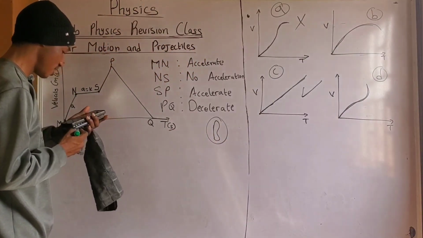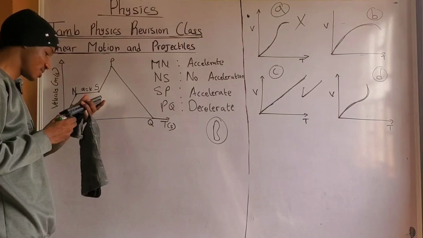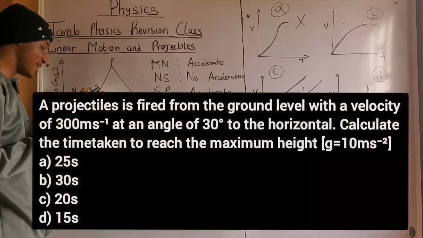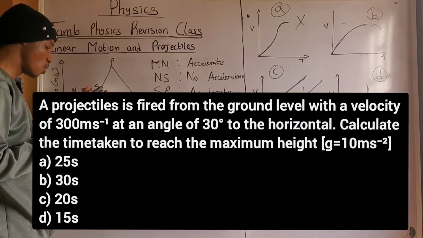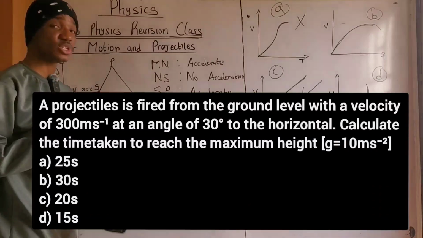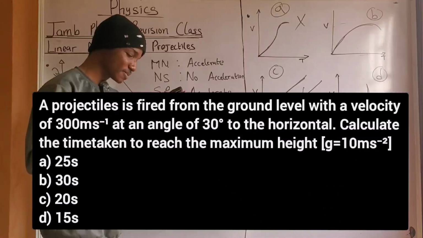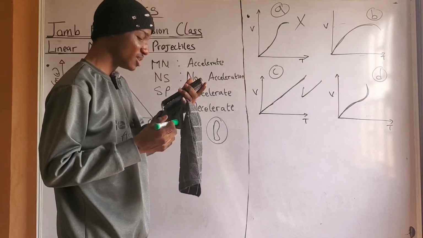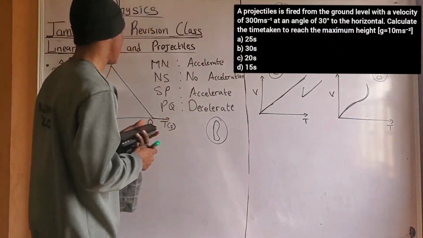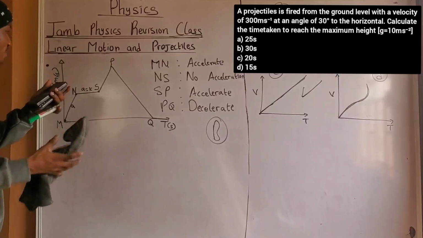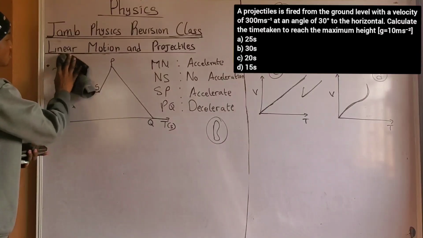Now, let's proceed to the next question. A projectile is fired from the ground level with a velocity of 300 meters per second at an angle of 30 degrees to the horizontal. Calculate the time taken to reach the maximum height. Taking g equals 10 meters per second squared.